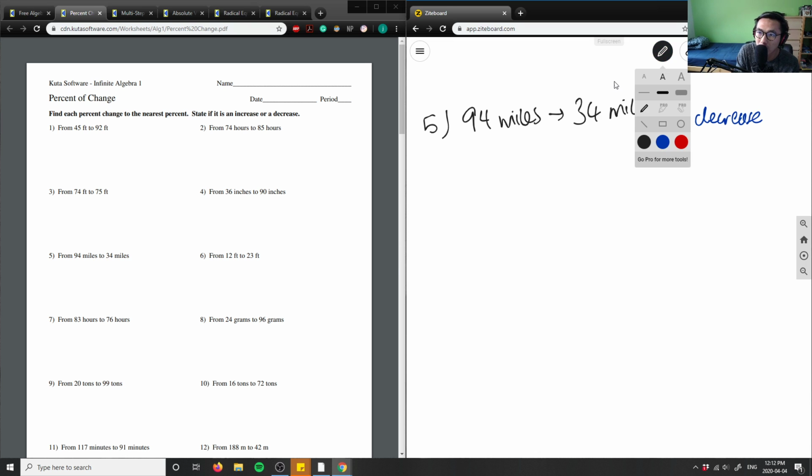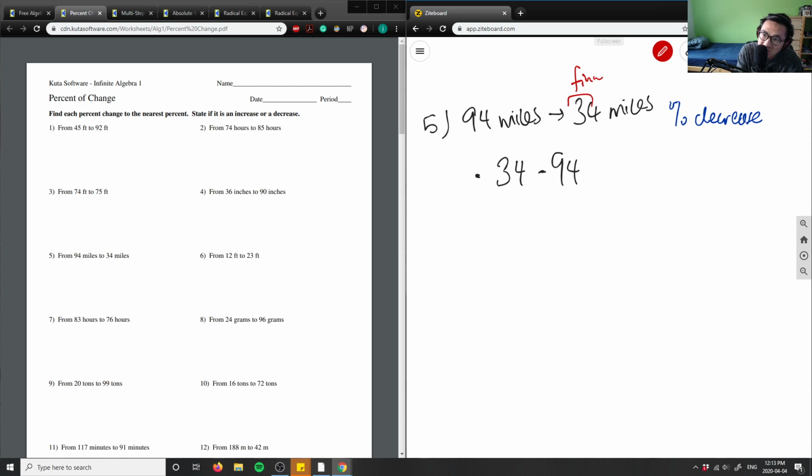And then now I have to follow my 3-step formula, right? What do I have to do first? Number 1, I'm going to have to find the difference between the final and the initial. So in this case, it's 34 minus 94. Remember, this here is the final and this is the initial. It's always final minus initial. So 34 minus 94, I get a negative number. I get negative 60. So that's going to be my difference here.